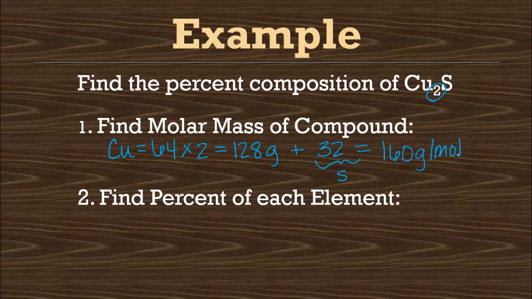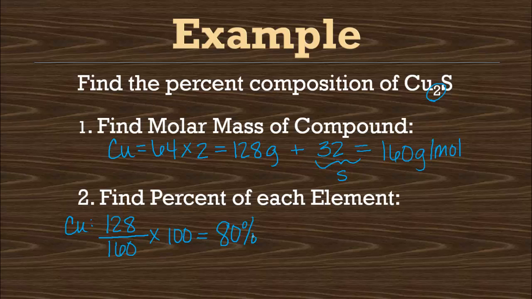So we're going to take the total mass that element contributed to the formula and divide that by the total formula mass. So for Cu, I am going to take 128, not the 64, because I have 2 of them. So I want to take the total that it gives to the formula. So I'm going to take 128, divide that by 160, and multiply it by 100. And that comes out to 80%.